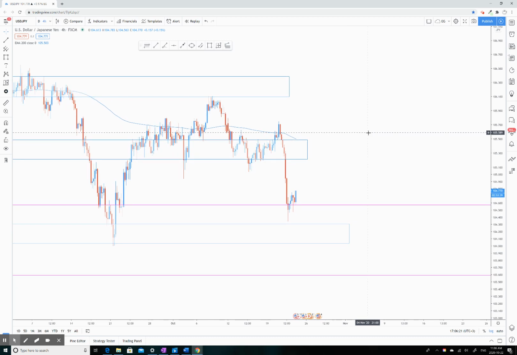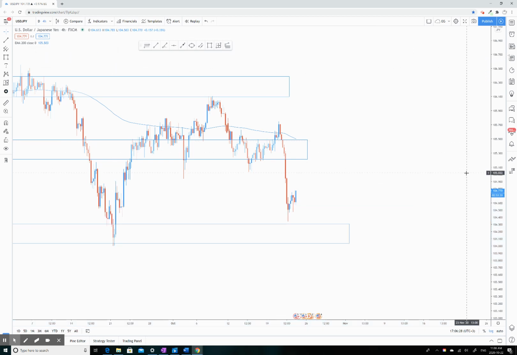Now, the next thing I wanted to touch on really quick is how I confirm entry. I'm going to remove this pink one now, guys, because I like to keep my charts clean.